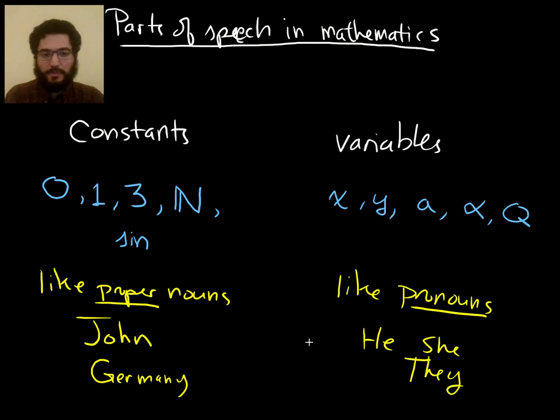So proper nouns refer to things, pronouns refer to things. But proper nouns refer to specific things. What they refer to is always the same, is constant. And pronouns, what they refer to depends on context. It varies. So that's kind of a way to remember maybe why these are called constants and variables in mathematics. So these are 2 of the 4 parts of speech that I will describe.